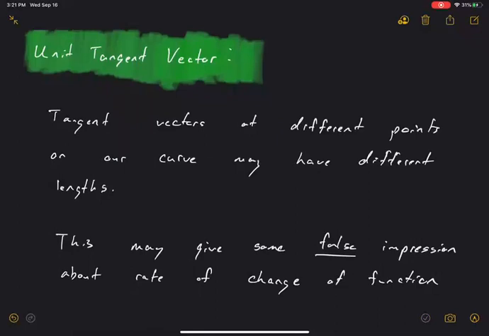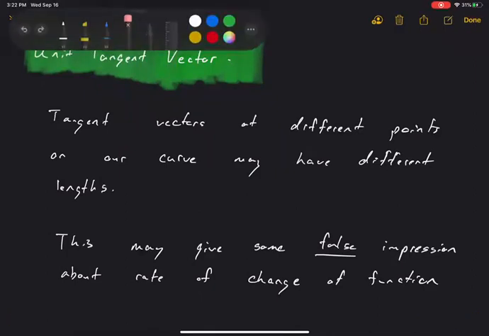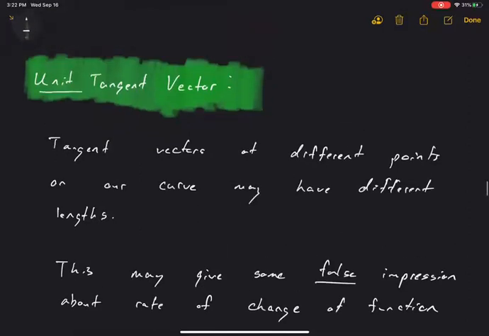So to do away with this idea, maybe it would be helpful if all tangent vectors had the same length. Maybe it would be nice if all tangent vectors had length 1. Okay, so this idea has a name, and we call it the unit tangent vector. So what does unit tangent vector mean? It means the tangent vector with unit length, unit being 1, right? So we often want to compute the tangent vector with length 1.